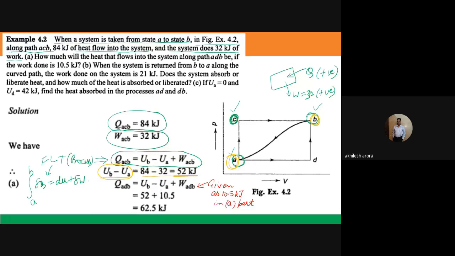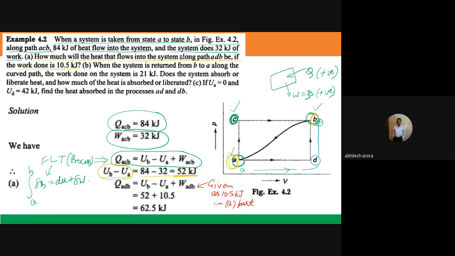Now it asks how much the heat that flows into the system along the path ADB will be if the work done is 10.5 kilojoules. Now it is asking about the other path actually. That means this is point A. You go along this path up to point D, and from point D, you go up to point B.